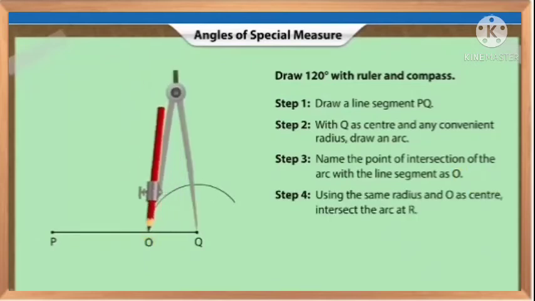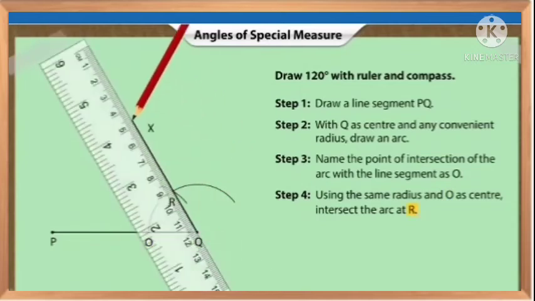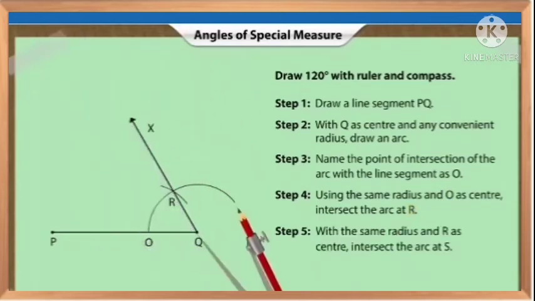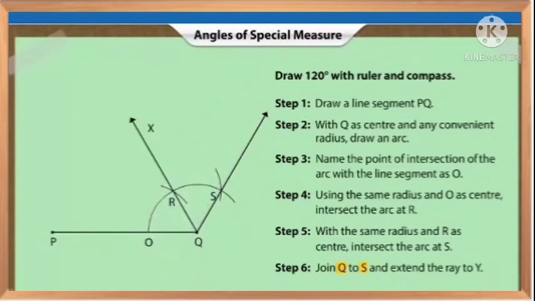Using the same radius and O as center, intersect the arc at R. With the same radius and R as center, intersect the arc at S. Now, join Q to S and extend the ray to Y. Angle PQY measures 120 degrees.